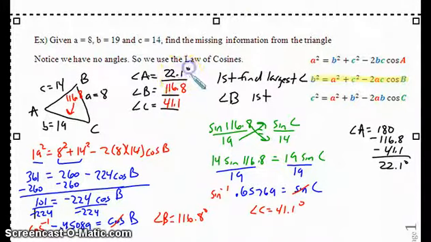So take a second to ask yourself, largest angle across from the largest side? Yes. Angle C, which was 41.1, is my second largest angle, and it's across from my second largest side. And this was 22.1, and it's across from my shortest side. So it ends up working out.